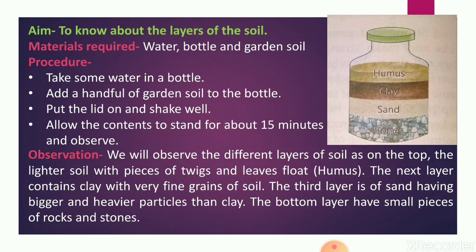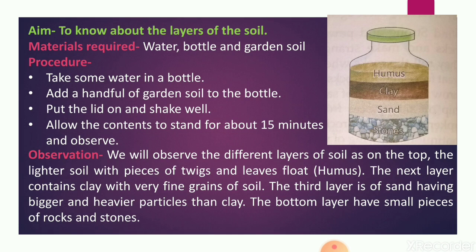Garden soil means mature soil, which is completely developed soil. We will put that soil in the bottle, put the lid on and shake well, then allow the container to rest for 15 minutes, and then we will observe it. When we observe it, we will see that different layers of soil are separated in the bottle.